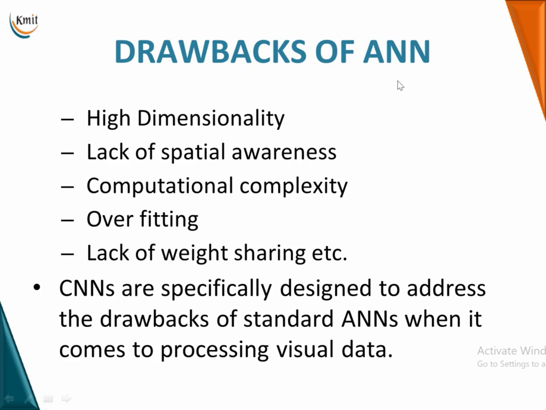Now, coming to the next topic, the drawbacks of ANN. Why can you not use artificial neural networks for image data? As I already told you, there is high dimensionality of the image data. Also, you cannot understand spatial patterns when using an ANN. Computational complexity is very high, and because the number of layers is small, there is more chance of overfitting, and you cannot go for weight sharing in an ANN. So, addressing all of these drawbacks of the standard ANN, we have come to a new type of neural network, the convolutional neural network, which is used whenever you are processing visual data or images.